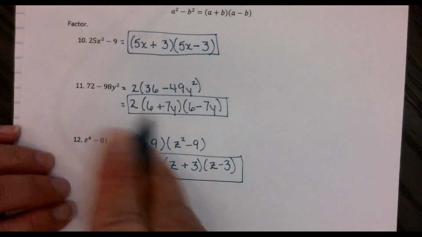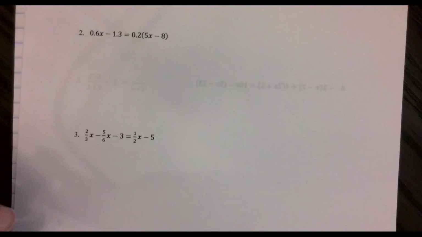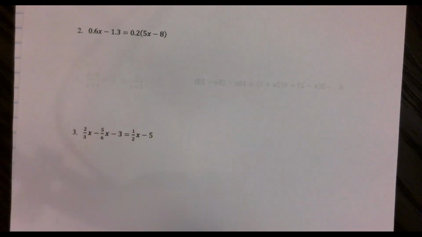And that's the difference of 2 squares. It's always 2 terms with a minus sign in the middle. Okay, that is it for homework 1.